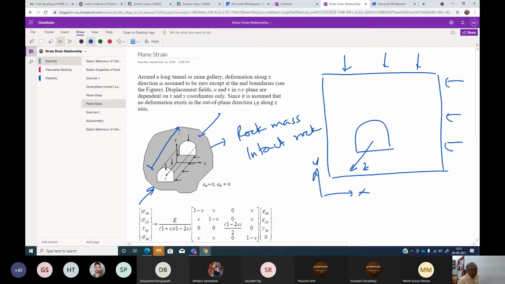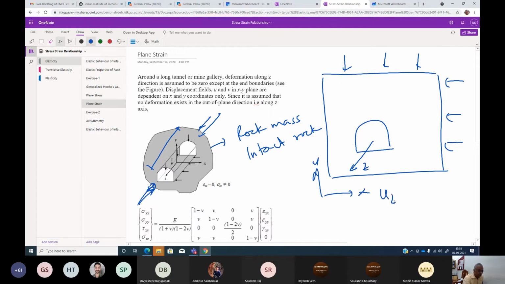Okay, it's much higher. It's not very thin. Then it will be considered a plane strain condition. The reason is, even if the stress is applied in the x and y direction, because of this mass in the z direction, this load will not be able to deform it in the z direction, or the out of plane direction.